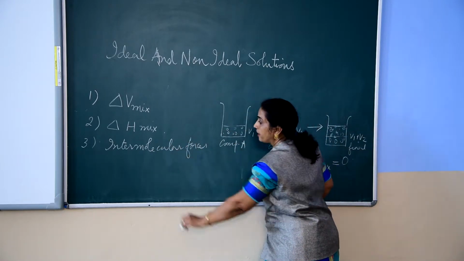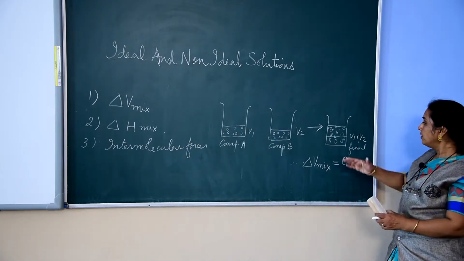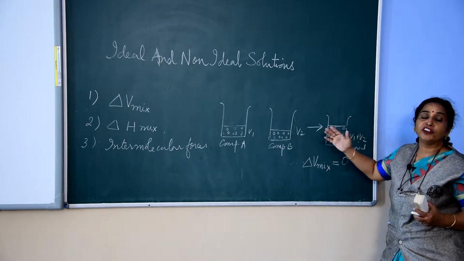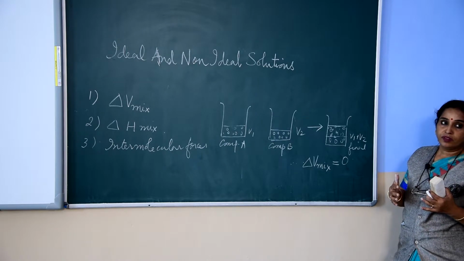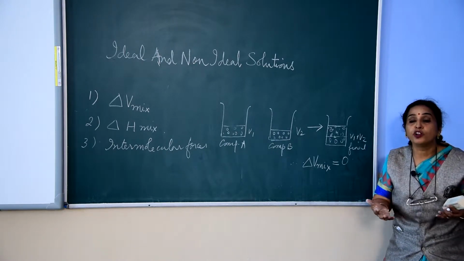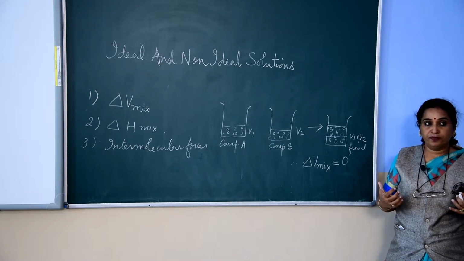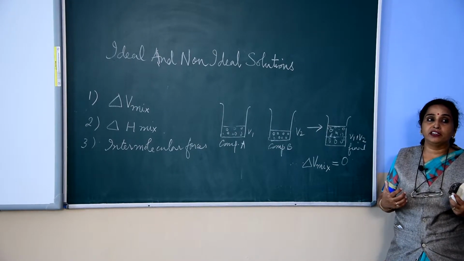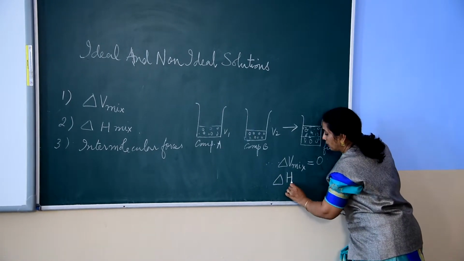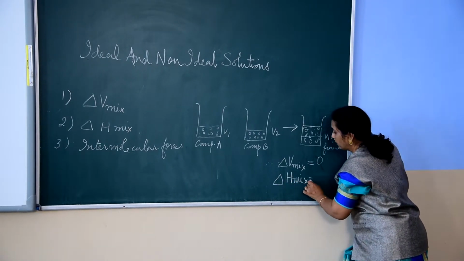Secondly, delta H mixing. When components V1 and V2 are getting mixed together, is there any change in the enthalpy? Is heat getting absorbed or is heat getting evolved? What exactly is happening? That tells us about delta H mix.